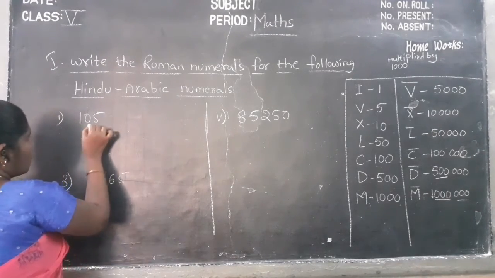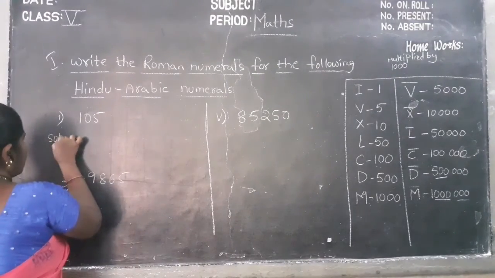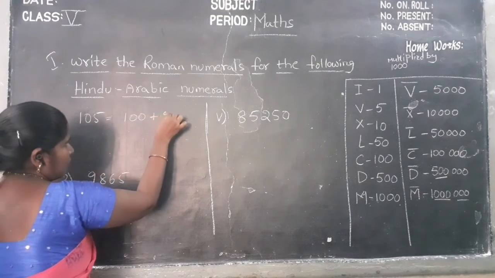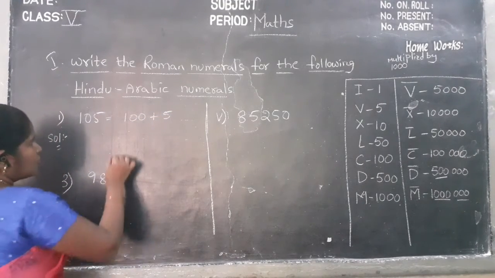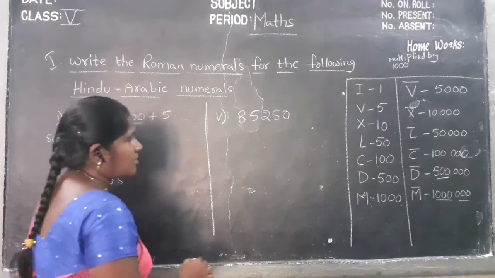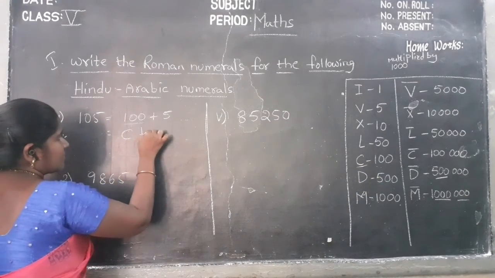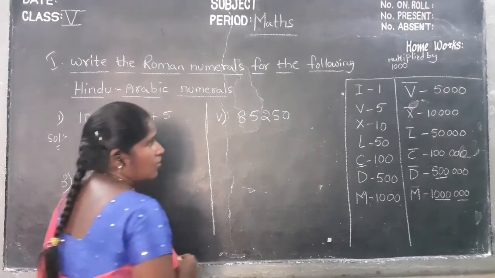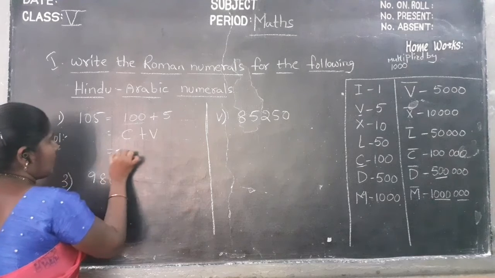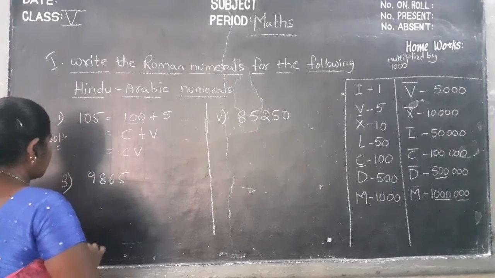First one, what is the given number? 105. How to write 105, children? 100 plus 5. What is the Roman numeral for 100? C. So write here C. Plus 5, the Roman numeral for 5 is V. So write here V. So what is the answer? C plus V, CV. Okay children?